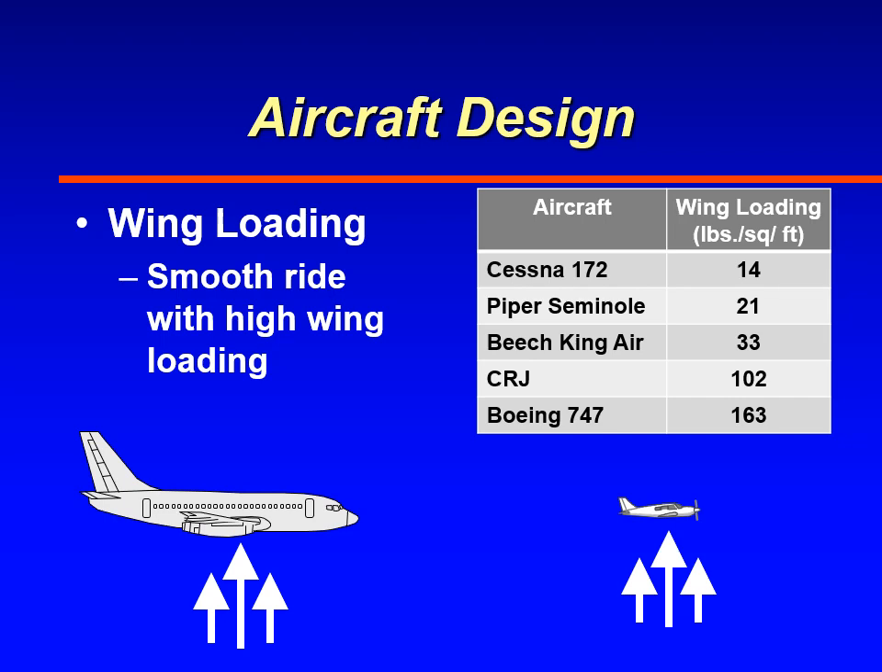Here are some representative wing loadings for various aircraft. You can see the Cessna 172, a lighter aircraft, has a very low wing loading, whereas the Boeing 747 has an extremely high wing loading, which means that the Boeing 747 will not see a big change in load factor, whereas the Cessna 172 will. Also, larger aircraft with high wing loading tend to ride through the turbulence and not get tossed about as much, whereas smaller aircraft will feel those accelerations more.